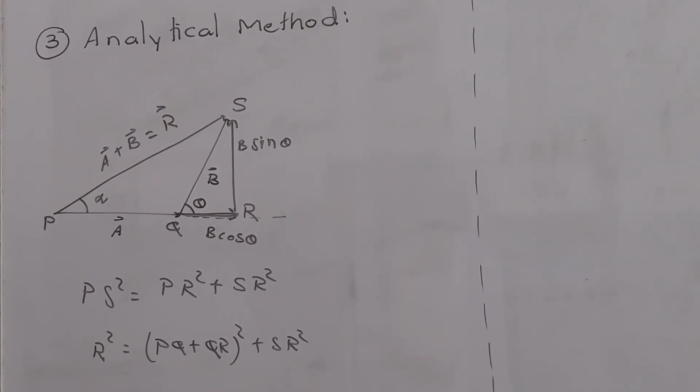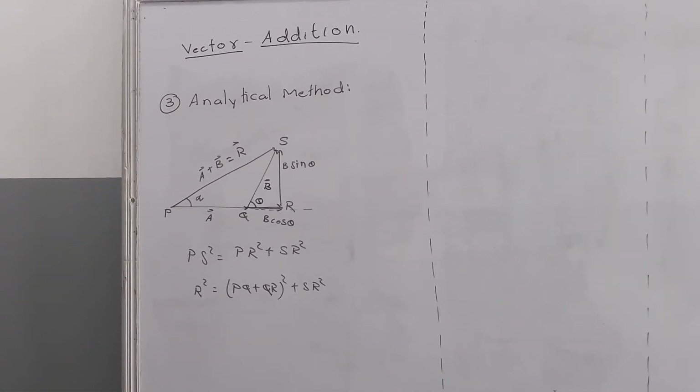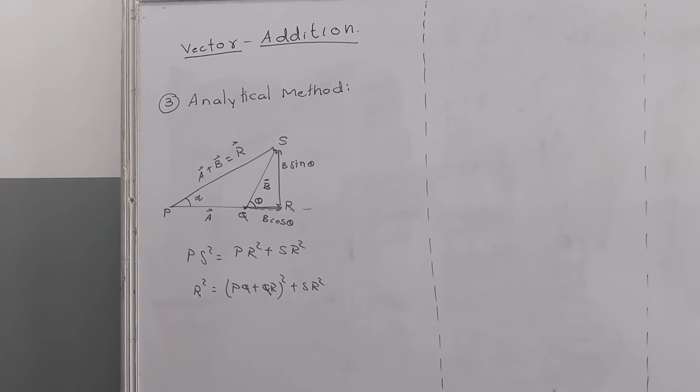Please note the steps now. According to Pythagoras Theorem, hypotenuse, which is PS, one side which is PR, the other side is RS. So what is PS square? PS square is PR square plus SR square. This is application of Pythagoras Theorem. Now again see, what is PR? This side, PR. PR is equal to PQ plus QR, which I have again written here. That is PQ square plus QR square.